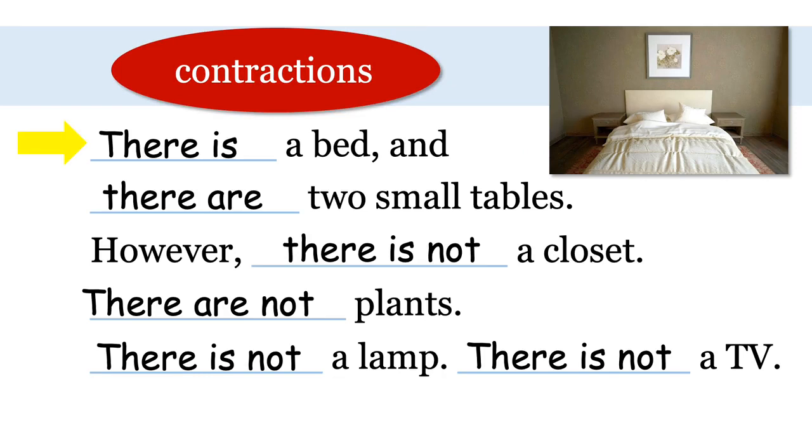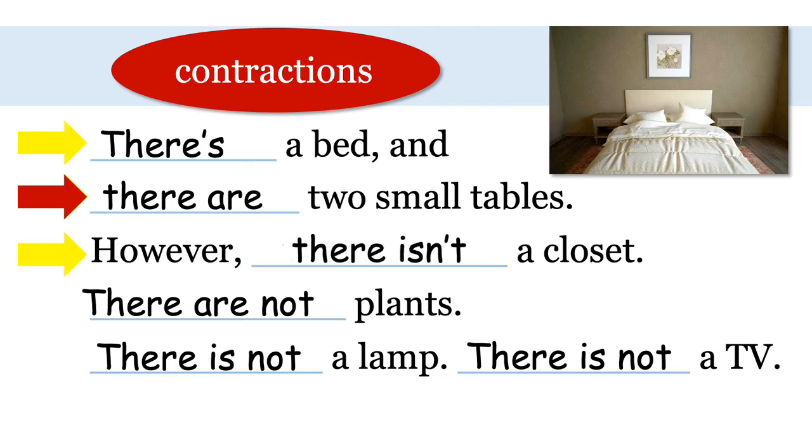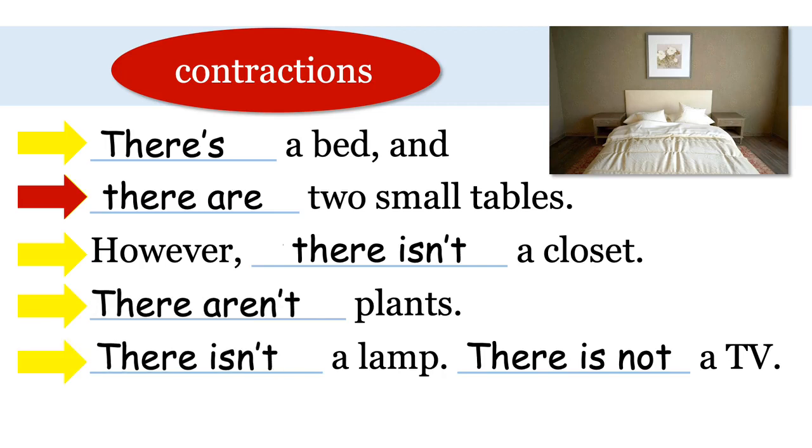Okay, now let's try with contractions. So there is turns to there's. There's a bed, and there are, I can't change this one, remember? There's no contraction for it. So there are 2 small tables. However, there isn't a closet. There aren't plants. There isn't a lamp. And there isn't a TV. Okay?